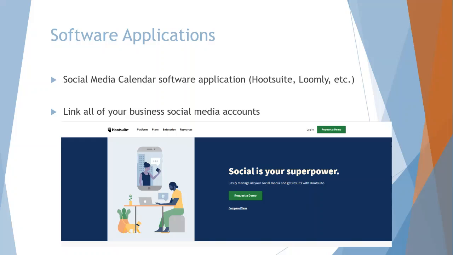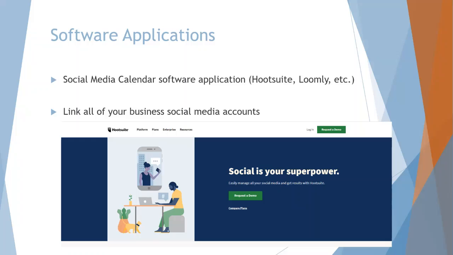Next, we're going to talk about the software applications. There's a lot of different applications out there. Some of the more popular ones are Hootsuite and Loomly. The screenshot at the bottom is what it looks like when you go to log into Hootsuite. The benefit of the actual applications is that it links all of your business social media accounts. So with one post, you're actually posting to all of your social accounts.